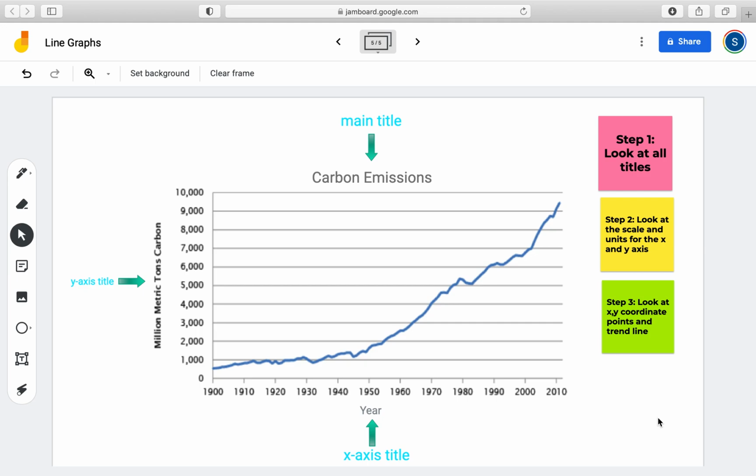So to elaborate on your learning on line graphs, I challenge you to create a line graph based on a data set using the steps discussed in this video.